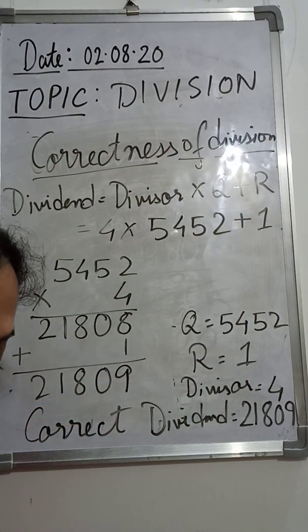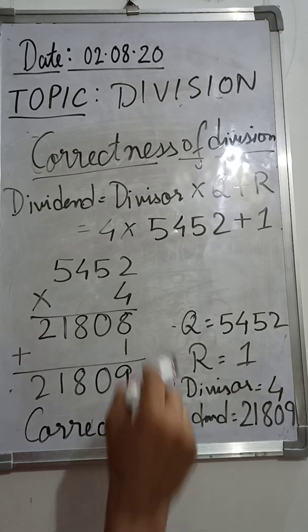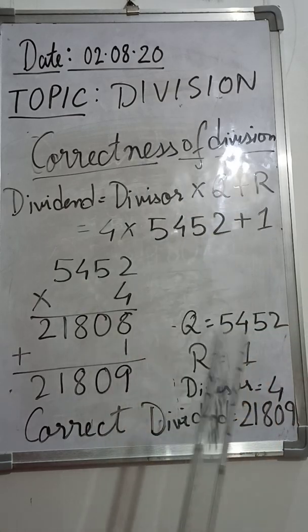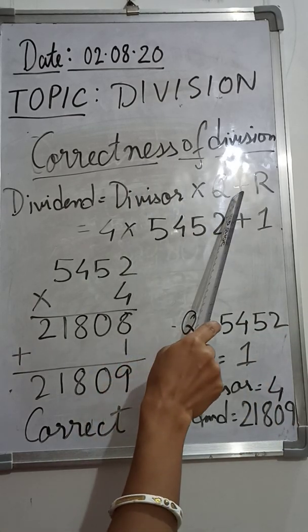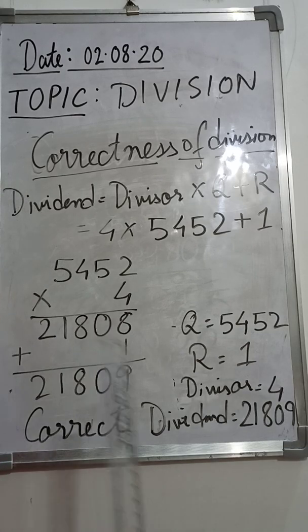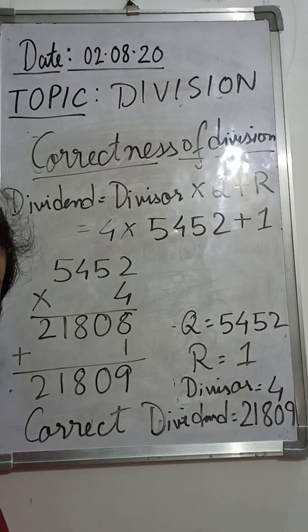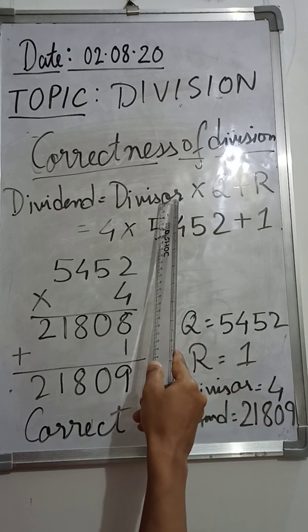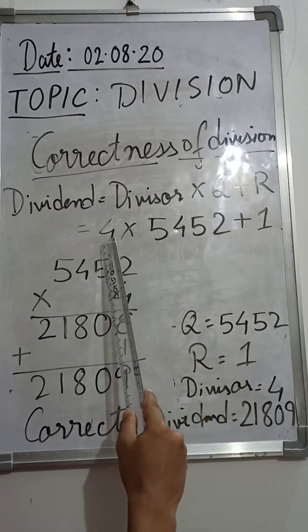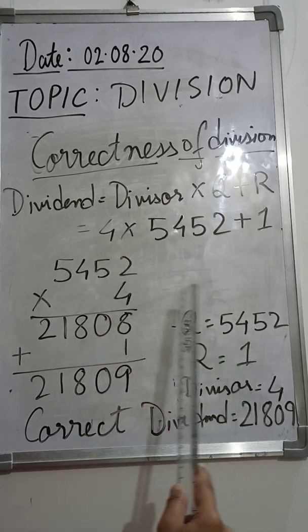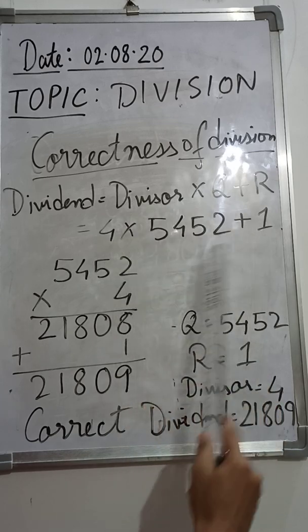So I'm just repeating it once more. The first thing is that you have to use this: dividend is equal to divisor multiplied by quotient plus the remainder. If you multiply the divisor and the quotient and then add the remainder, your answer should match the dividend. If it matches, that means your division is correct. And there is one more thing you need to remember: your remainder should always be less than the divisor. The remainder is 1 and the divisor is 4. So your remainder is less than the divisor, so that means your sum is correct. These are the two ways you need to remember to check the correctness of division.